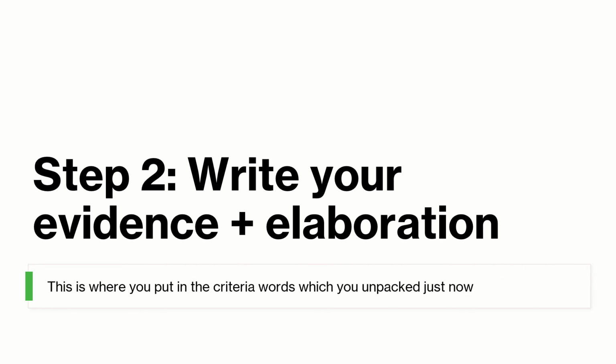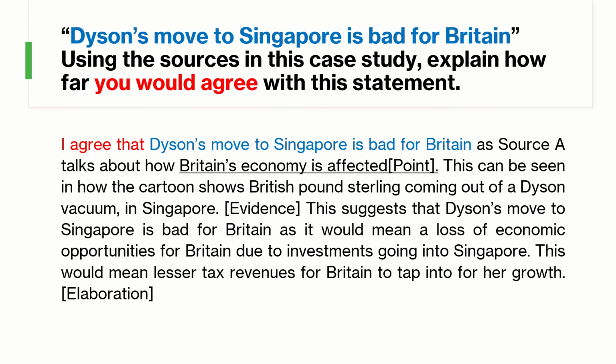After you have established your point, then you need to write your evidence and elaboration. This is where you put in the criteria words or the telltale signs that we were talking about just now. So after our evidence, we say, this suggests that Dyson's move to Singapore is bad for Britain, as it will mean a loss of economic opportunities due to investments going into Singapore. This would mean less tax revenue for Britain to tap into for her growth. So this is one paragraph. Remember, one source, one paragraph. Please don't lump all of your sources together under one big mega agree paragraph or agree essay. One source, one paragraph.